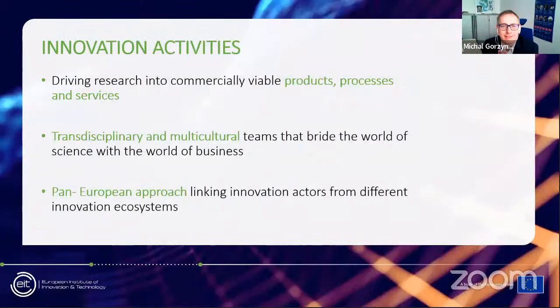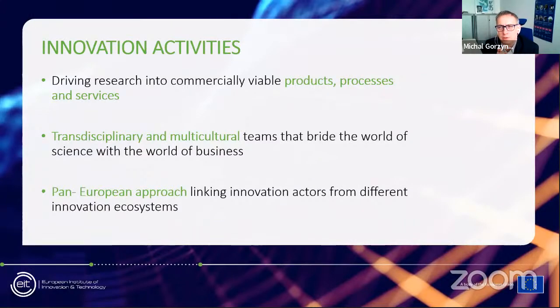So once again, good morning, everyone. For the next few minutes, I will present our innovation activities, how KICs structure activities, and how the portfolio of activities is implemented. But let me start first with explaining what we mean by innovation activities implemented by knowledge innovation communities.